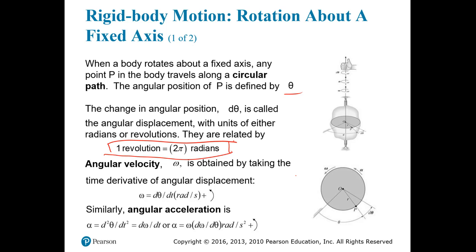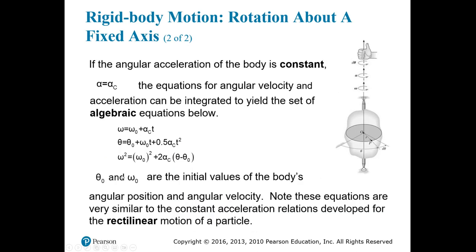Once you have that equation of theta, you will be able to differentiate it with respect to time in order to find angular velocity, or omega, as we call it, because of the Greek letter. Then you can differentiate that with respect to time in order to find angular acceleration. These equations are very similar to the ones that we already studied in previous chapters.